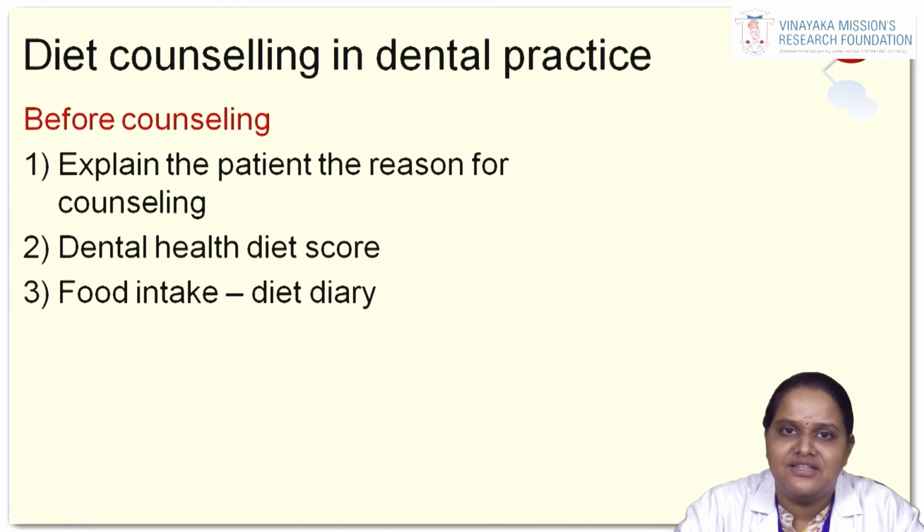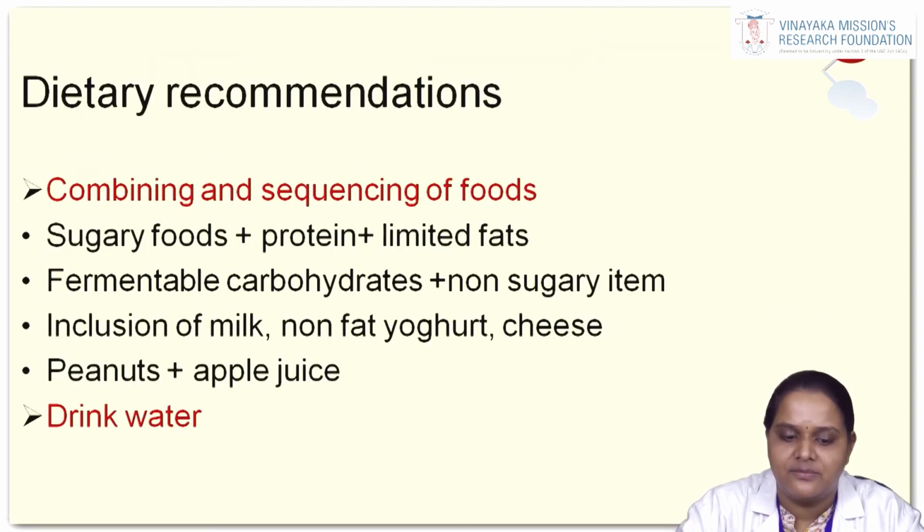So what is the main thing that you can do to prevent dental caries or early childhood caries? The right counseling is mainly provided by the pediatric dentist in dental practice. Before counseling, explain the reason and importance of dental counseling so that the patient will be able to appreciate the value of it. Dental health diet score, taking the diet chart, food intake and diet diary are preferred.